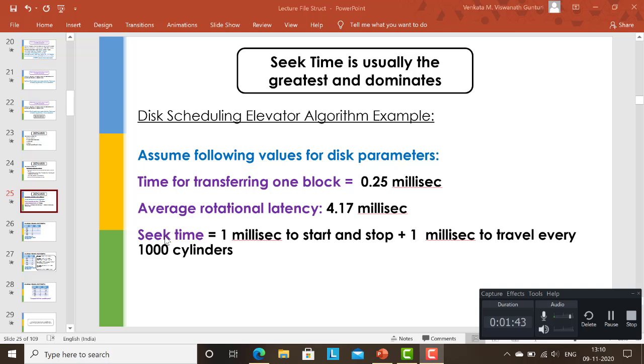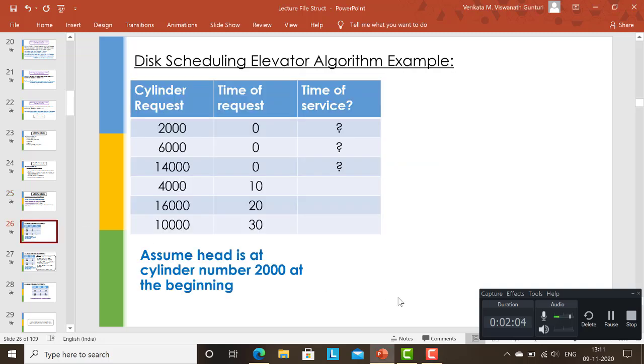And the seek time, as I said before, is the time required for the disk head to move from one cylinder to another. Okay, as I said before, it is 1 millisecond to start and stop, and then 1 millisecond to travel every 1,000 cylinders. Let's say these are the parameters. Now on these parameters, let's try to work out an example, right?